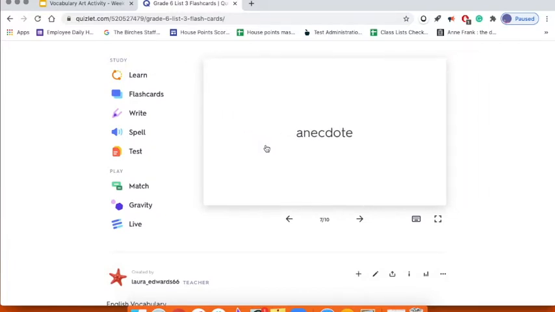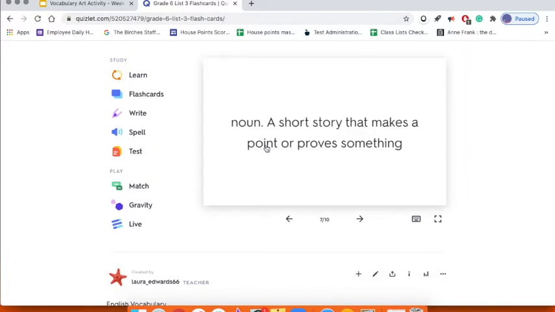An anecdote is a noun, and it's a short story that makes a point or proves something. So if you say, 'I am going to go to this concert, Mom,' and she says, 'I knew someone who went to a concert once and they died,' that would be an anecdote, and she's trying to make a point that concerts are dangerous. It's not a long story, it's a really short story, just a brief sentence or two.